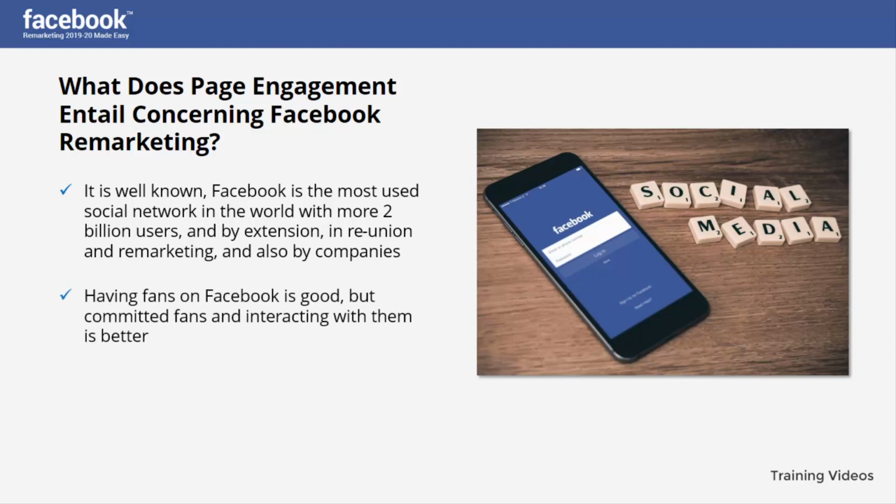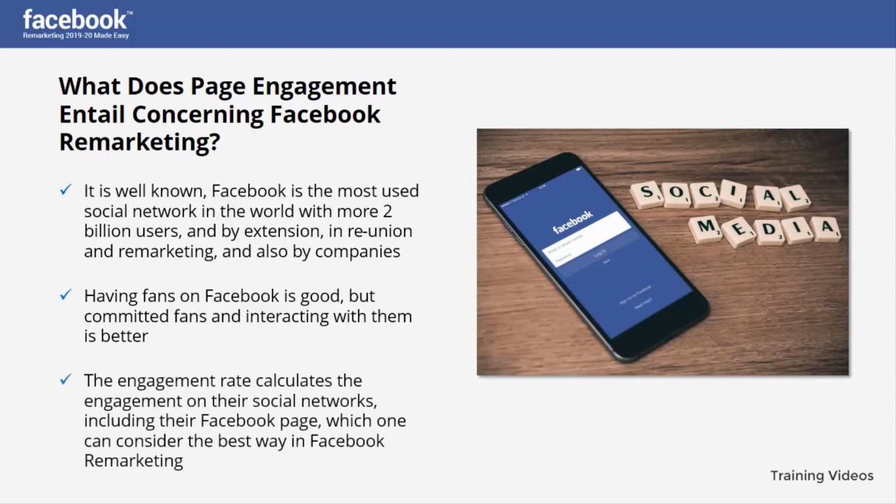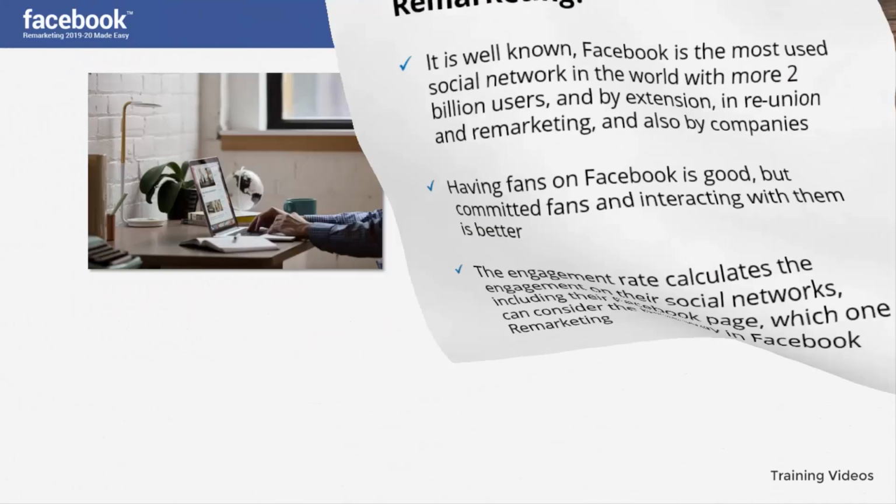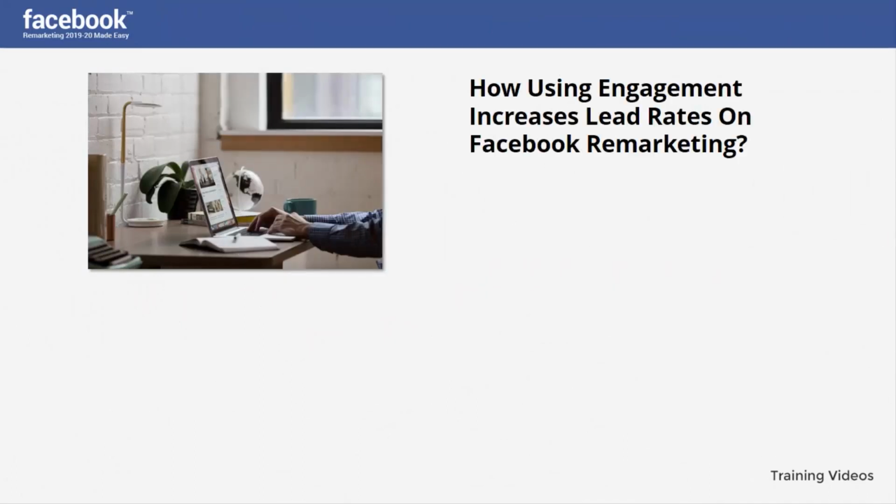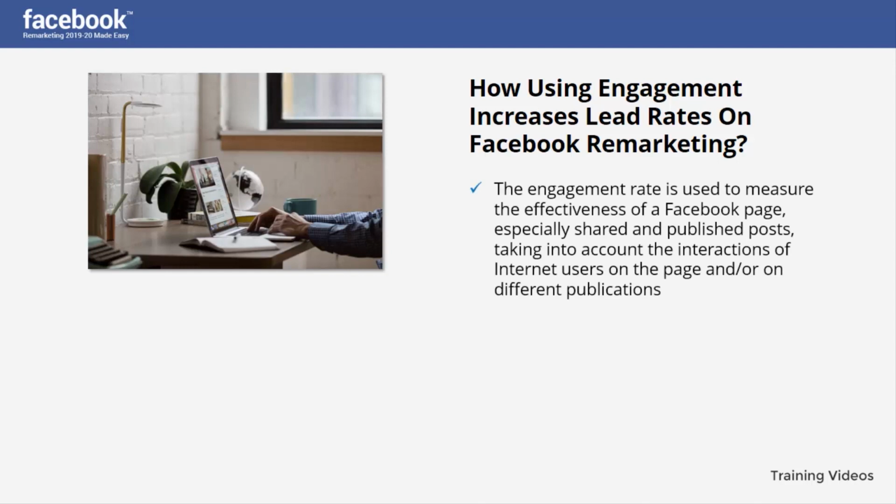Having fans on Facebook is good, but committed fans and interacting with them is better. The engagement rate calculates the engagement on their social networks, including their Facebook page, which one can consider the best way in Facebook remarketing. How using engagement increases lead rates on Facebook remarketing. The engagement rate is used to measure the effectiveness of a Facebook page, especially shared and published posts, taking into account the interactions of Internet users on the page and/or on different publications.